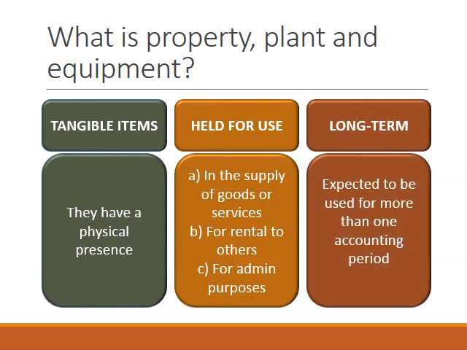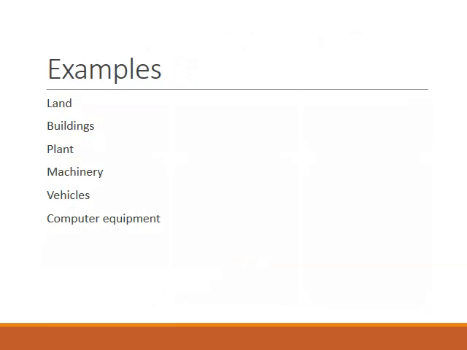Lastly, we're talking about a long-term asset, so it's not something that is just going to be purchased and used up immediately. So we would expect it to be used for more than one accounting period. We have a variety of different examples, and this is not a comprehensive list, but property, plant and equipment would include things such as land, buildings, plant, machinery, vehicles, computer equipment, furniture, fixtures and fittings, etc.